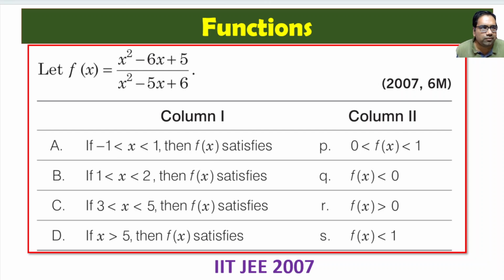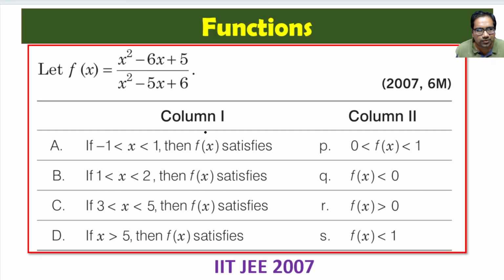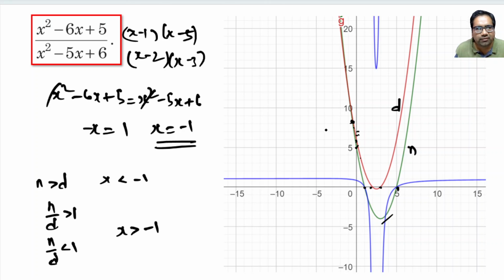Firstly, is it positive? For minus 1 less than x less than 1, f of x is definitely positive. Then another question: f of x is greater than 0, but whether it is less than 1 or not is the question, as long as x is less than 1. Now we can see when x is less than 1, both graphs are positive. The green one, that is the numerator, is also positive, and the denominator, that is the red one.